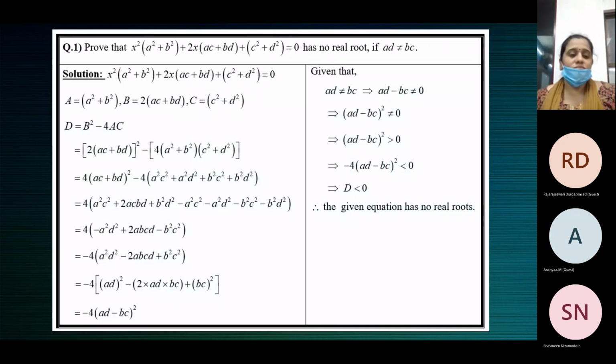Take it down, children. See where you've gone wrong. We didn't get the right minus. Please check where you've gone wrong.